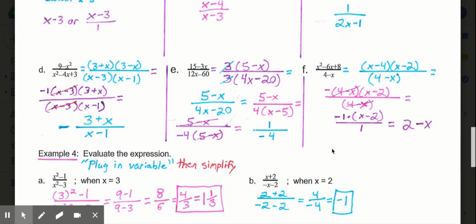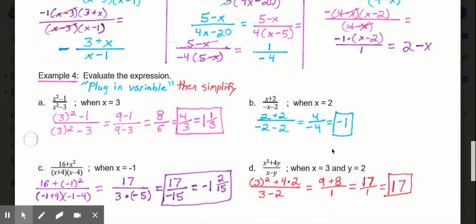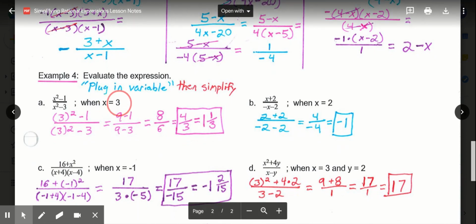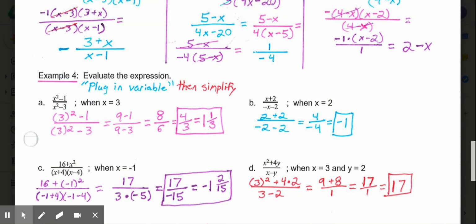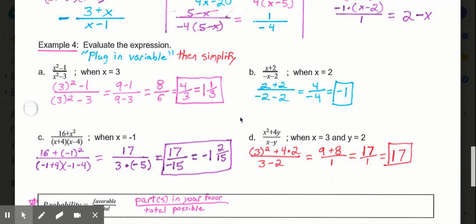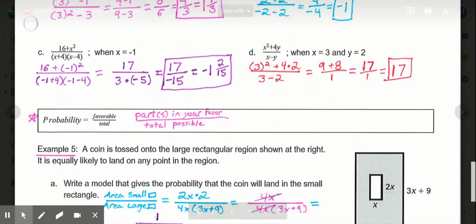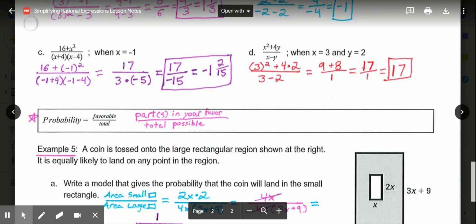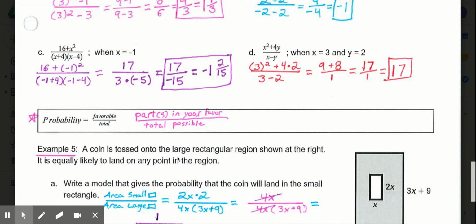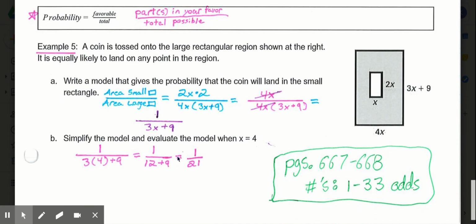Now, the rest of the notes that you see here, the evaluate the expression is just plugging in a number for the variable, which we've done many times before, and I'm not going to worry about practicing that right now. It's just now applying it to fractions or rationals. And then the idea of probability here, we're actually going to just skip over and not worry about. But if you want to look at the probability example here with area, feel free.